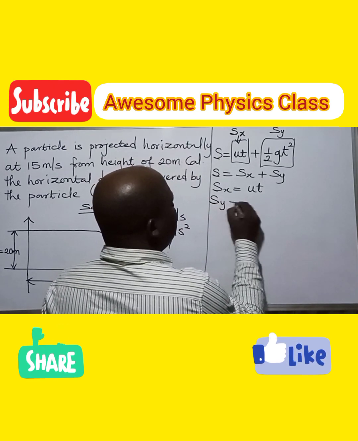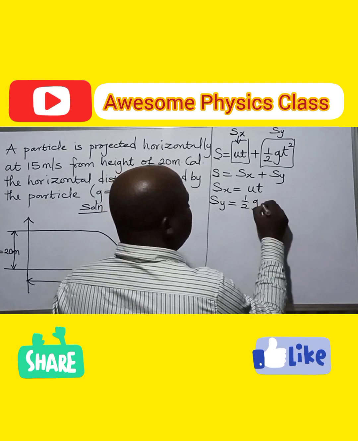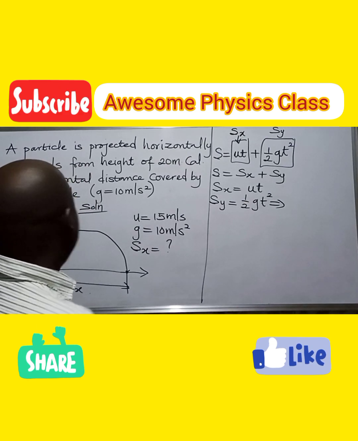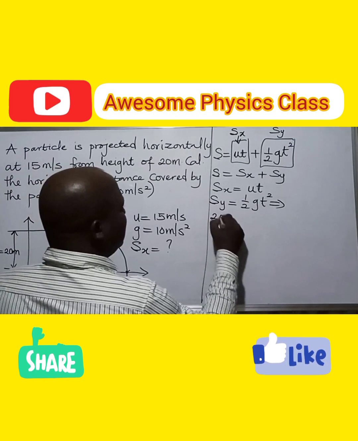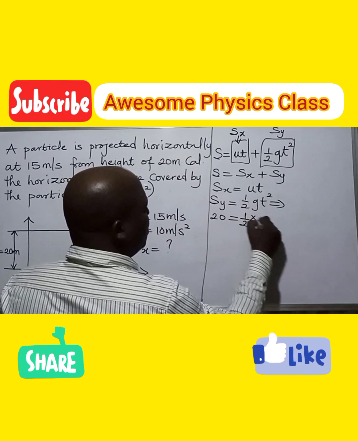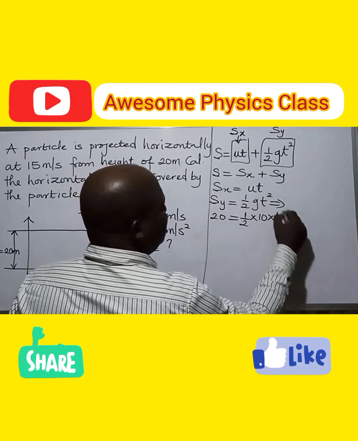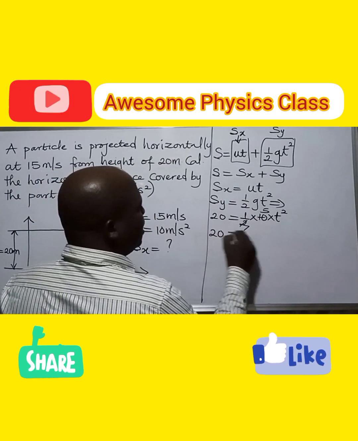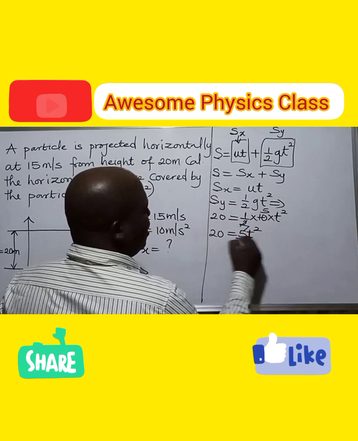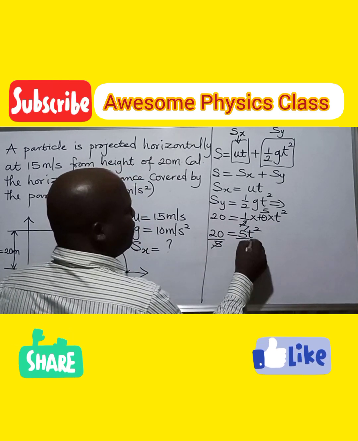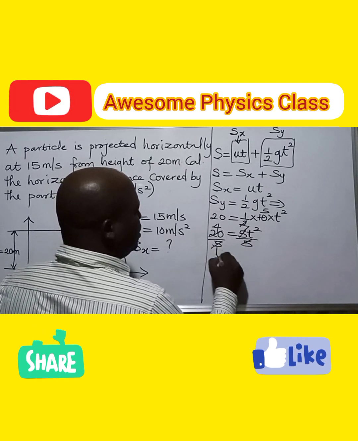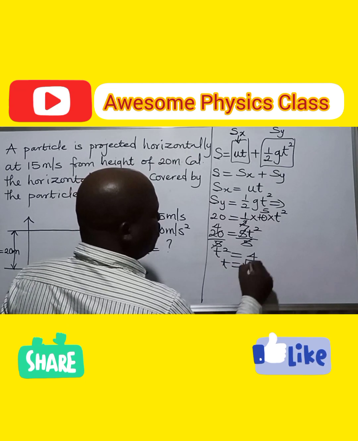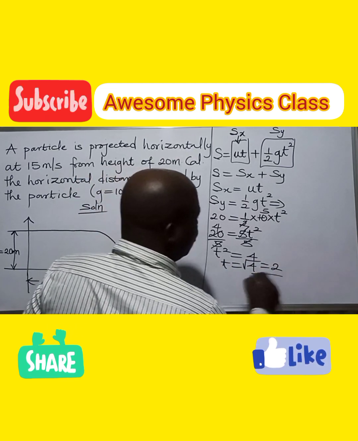And our xy is equal to 1 over 2 gt squared. This implies our xy is given. That means we are going to have 20 is equal to 1 over 2 times 10, times t squared. That 2 with this 2 here is 1, 2 here is 5. So we have 20 is equal to 5t squared. If I divide this by 5, divide this by 5, this will give us 4. So t squared will be equal to 4. And your t will be the square root of 4, which is equal to 2.